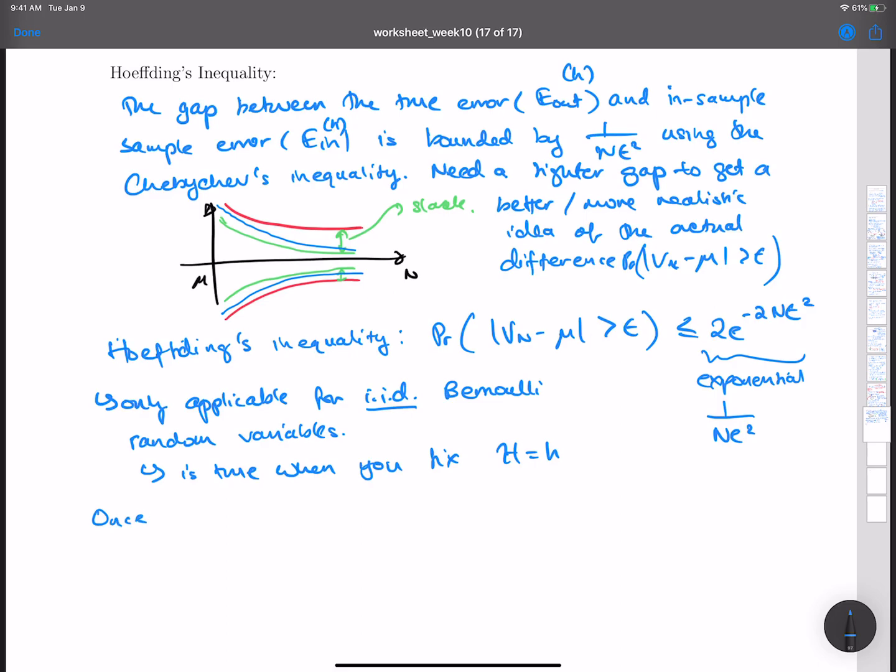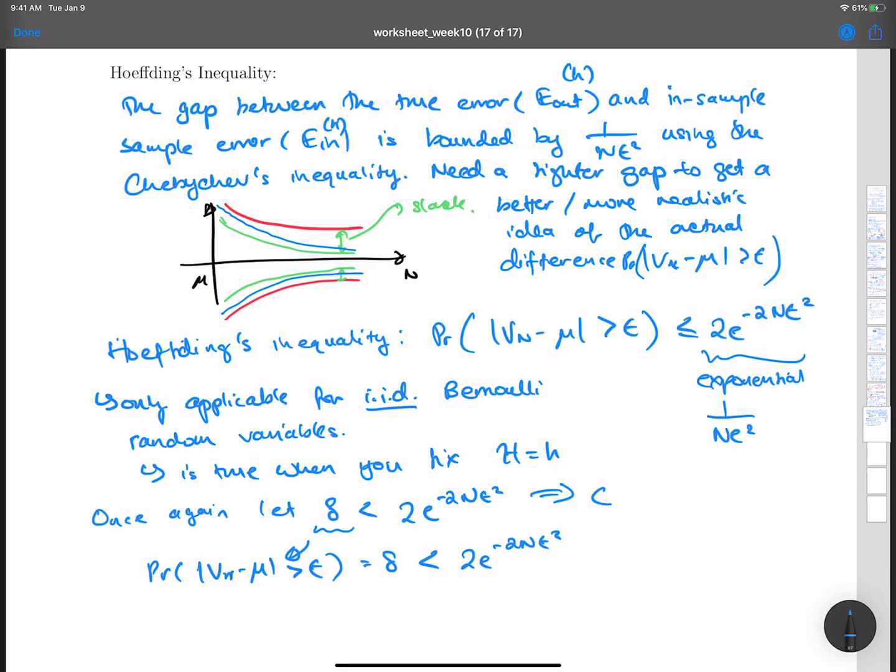Okay, so once again, you let delta be less than 2 e to the power of negative, so this is the confidence, right? And you solve for epsilon. You want to see the relationship between n and the margin epsilon, because this is the probability that Vn minus mu is greater than epsilon. Let's say this is delta and this is bounded above by 2 times e to the negative 2. This is where we come from. So when you solve for epsilon by rearranging the terms, you get epsilon is bounded above by 1 over 2n ln of 2 over delta, to the power of 1 over 2.